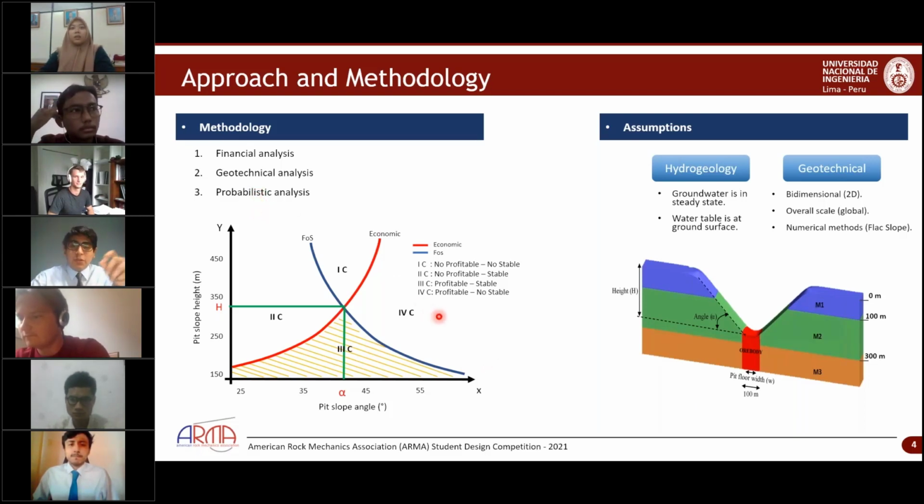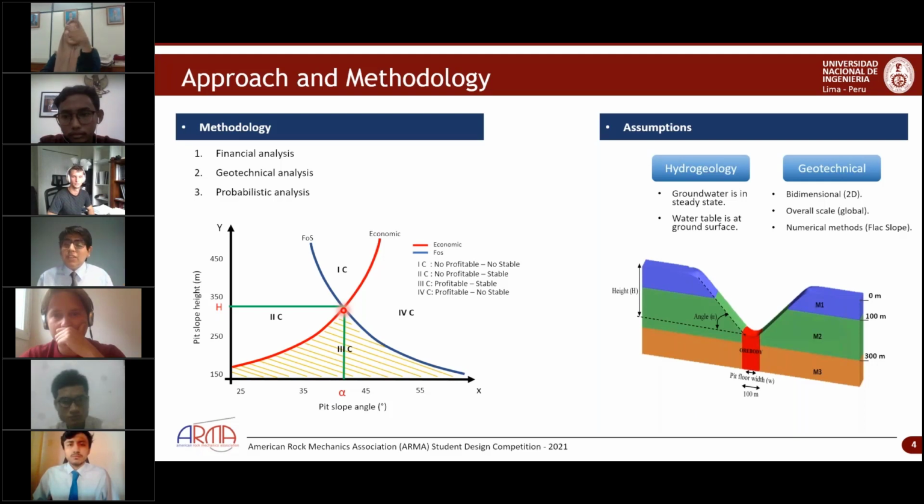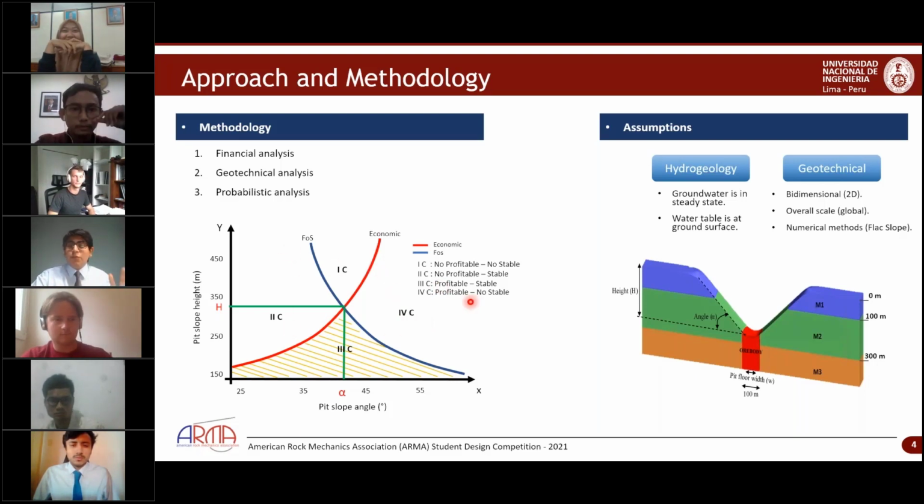Third, the intersection point of these two curves is found. This point will give us a combination of pit height and slope angle values, which are later assessed probabilistically. If the probability of failure results in a value less than 5%, then the slope design at this point meets both geotechnical and financial constraints. The two curves limit 4 areas with different properties of profitability and stability. Our zone of analysis is zone 3.